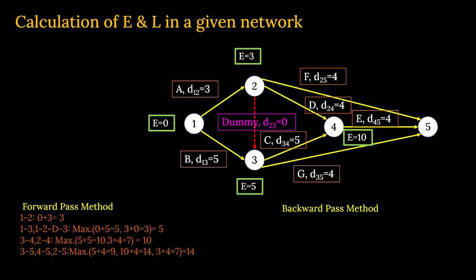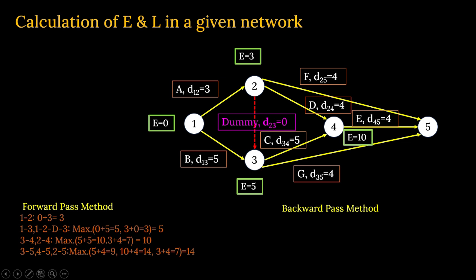So 5 plus 4 is 9. Now here, 4 to 5, earliest start time is 10, duration is 4. So 10 plus 4 is 14. And this arrow, 2 to 5, where earliest start time is 3 and duration is 4. So it is altogether 3 plus 4 equal to 7.